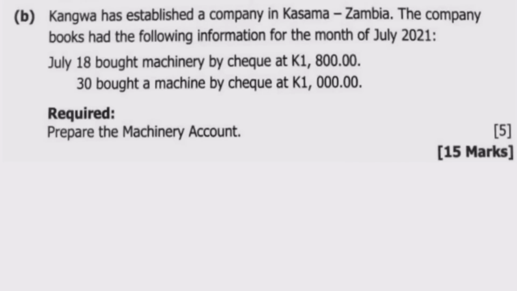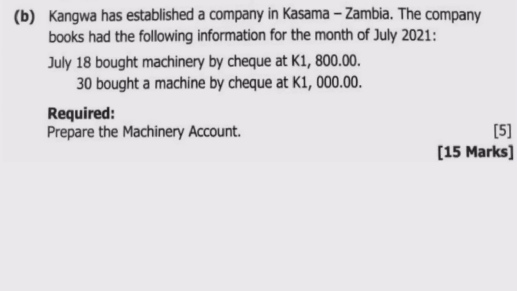We come to question 1B of section C. Question 1B is as follows. Kangwa has established a company in Kasama, Zambia. The company books had the following information for the month of July 2021.